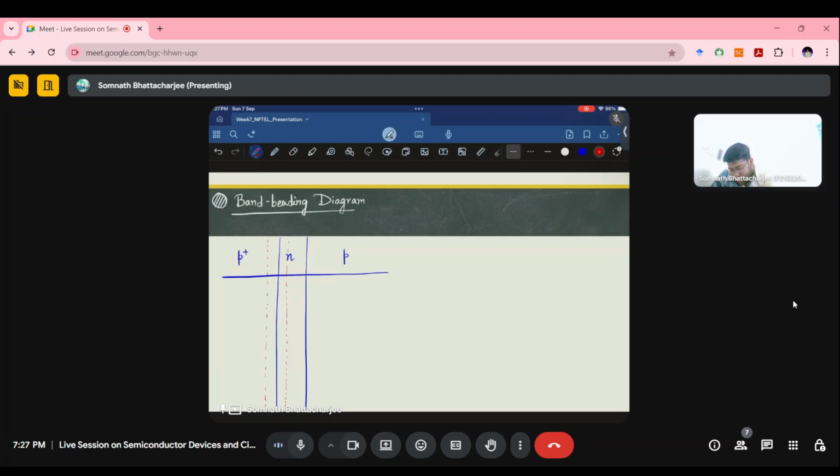this part is the depletion region in the N side, and the opposite one is the depletion region in the P side. Similarly, there would be a depletion region here as well. So this part of the depletion region is called the base collector depletion region.